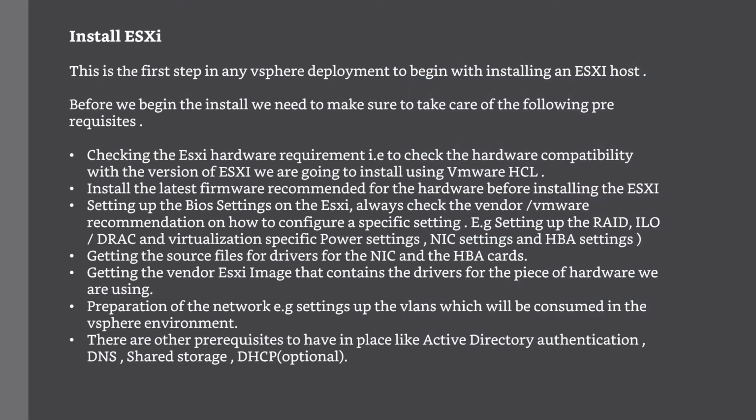Okay, so the first thing that you can do is, if you're doing a fresh deployment and you want to purchase hardware, or if you have your existing hardware and you want to find out whether it will support the version of ESXi that you're going to install, you can go to VMware HCL, which stands for VMware Hardware Compatibility List. So you can find out. So let's see that page and how we can use that.